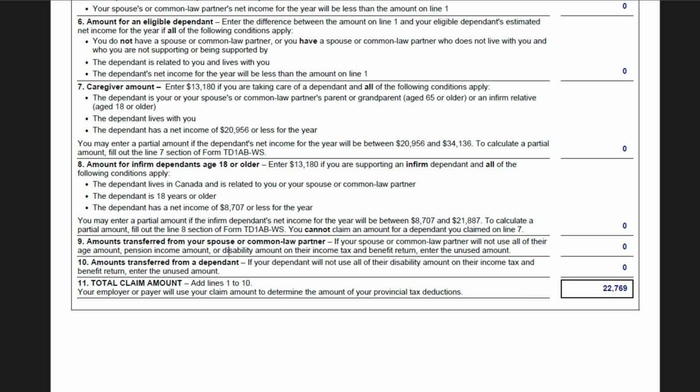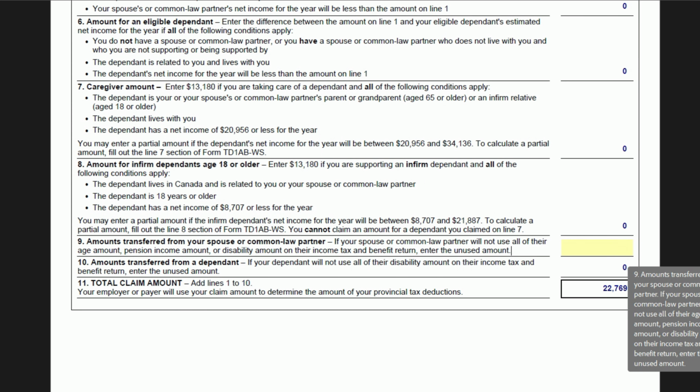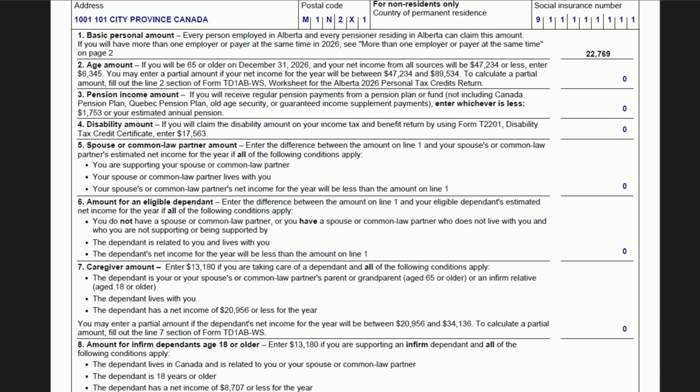So for line 9, it says if your spouse or common law partner will not use all their age amount, pension amount, disability amount, or income tax and benefit return, enter the unused amount. Once you click here, you see amounts transferred from your spouse or common law partner. So they would have worked on their sheet. When the spouse was working on the spouse sheet, it was this 6,345. But they did not use the entire amount, because even without using this complete amount, their taxes become zero.